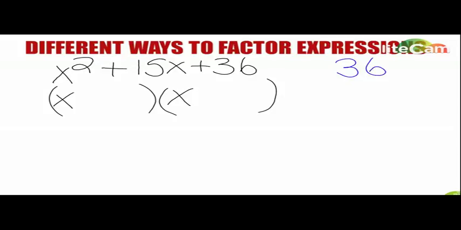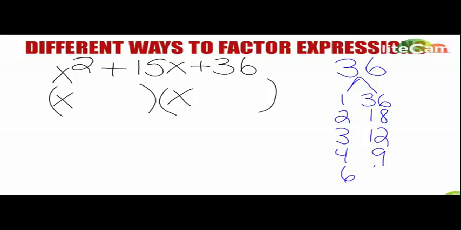So I'm going to start with x squared plus 15x plus 36. I know I need an x in the front to make that x squared. I need the factors of 36. I'm not really sure what's going to make 15. 1 and 36, no. 2 and 18, don't think so. 3 and 12 will make 15. Do they need to be positive or negative?